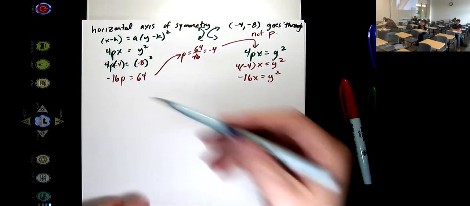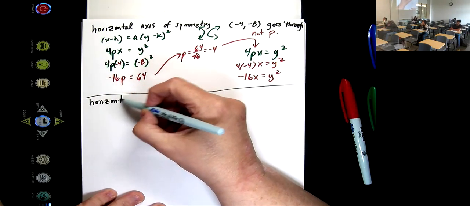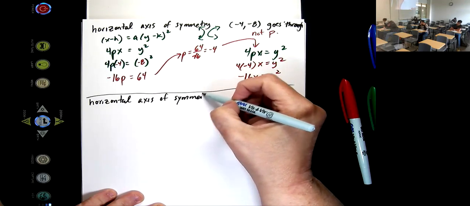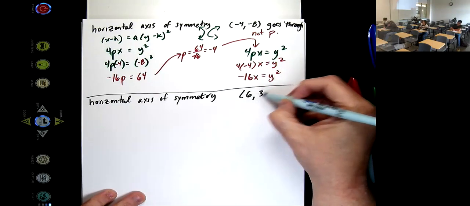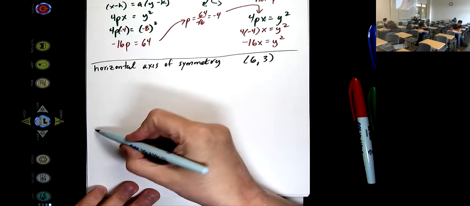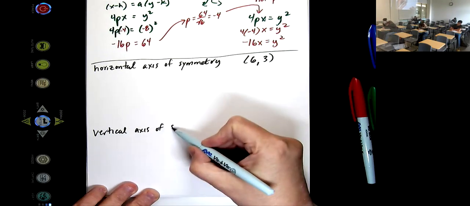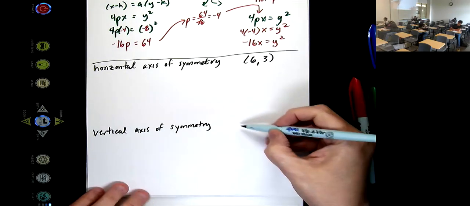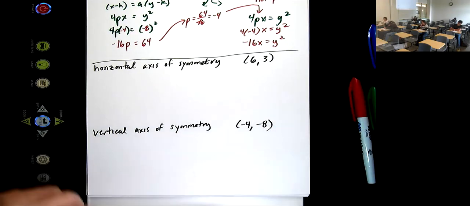If you guys want to try. Again, horizontal axis of symmetry. We're gonna do the point (6, 3). I'll give you 2. And then we'll do a vertical axis of symmetry. Let's use -4, -8 again. Changing it up, because we're using a different axis.